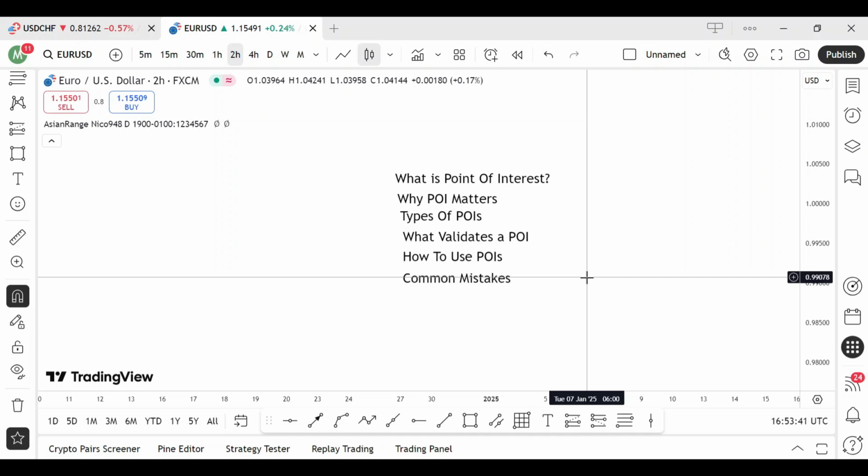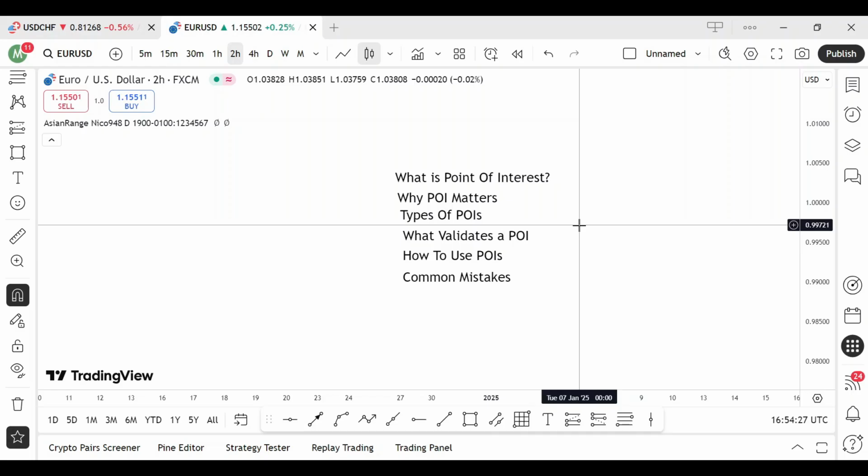Types of POIs that we have. Let's talk about some common types of POIs. Number one, order blocks. These are the last candle before a big move, where the institutional players made their plays. Number two, liquidity zones. Areas above or below recent highs and lows where retail stop losses are hidden. Number three, supply and demand zones, imbalanced price areas where a strong move originated.